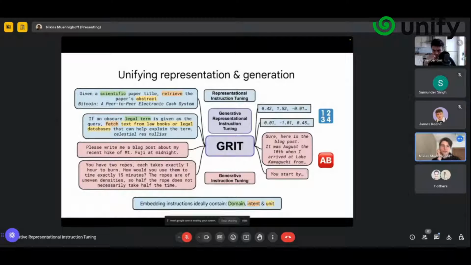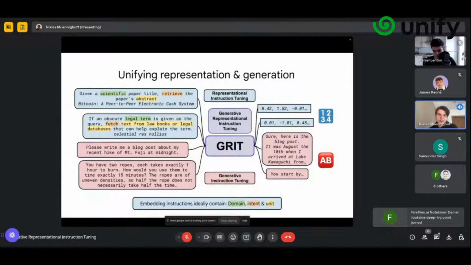And so we unify representation and generation, or representation meaning embedding, essentially the same thing for this talk, and refer to this as GRIT. And the way it works is that we simply have our embedding or representational inputs, such as those depicted in blue here, and our generative inputs depicted in red, and we both feed them through the same model and distinguish them through instructions. So the instruction kind of tells the model what it has to do, and then from the model we either get an embedding, and we can use this for all the embedding tasks that we discussed, or we get a generation and use it for the generative tasks.